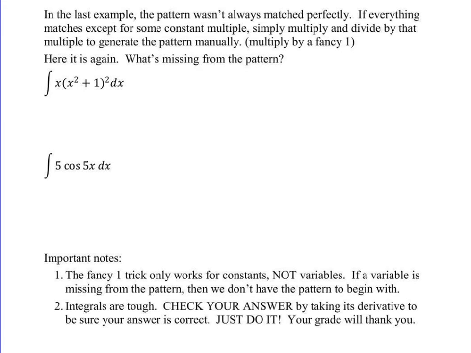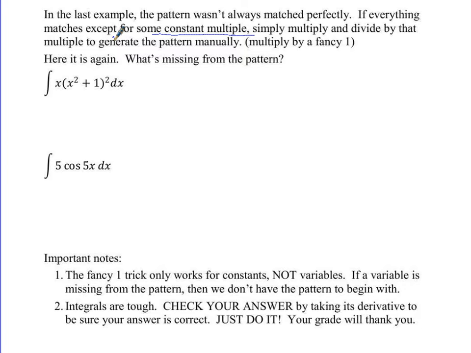All right. That last example, and actually several of the examples that we had in that block of 9 problems, the pattern wasn't always matched perfectly. So if everything matches except some constant multiple, and this is very important, it's a constant multiple, then you can multiply and divide by that multiple to generate the pattern manually. You can trick it into giving up the pattern.